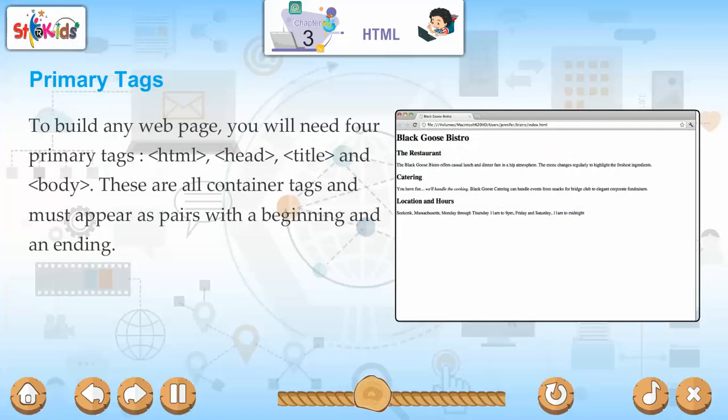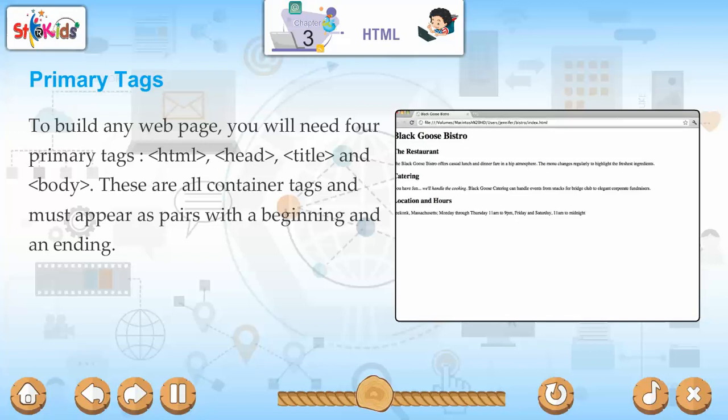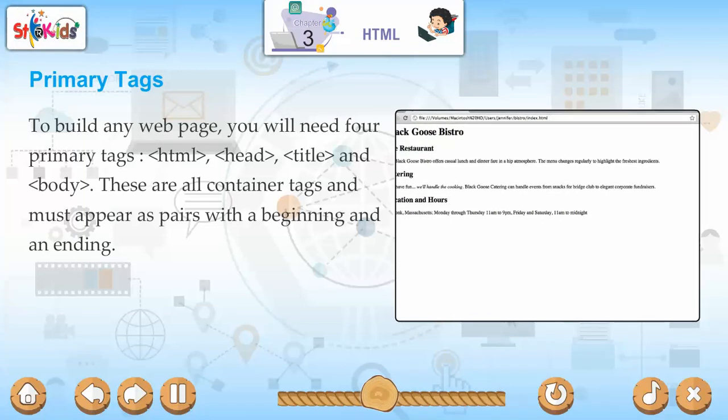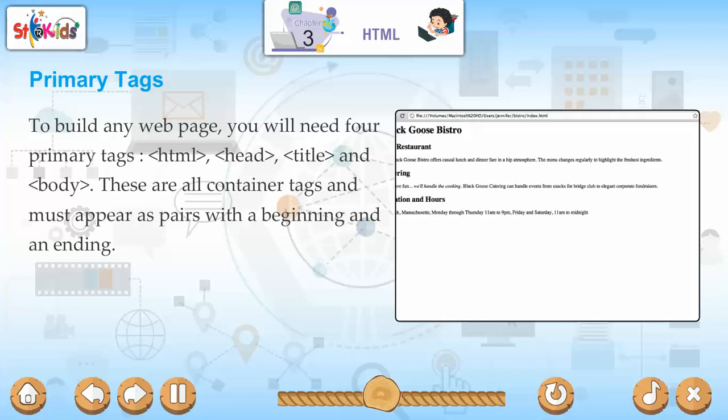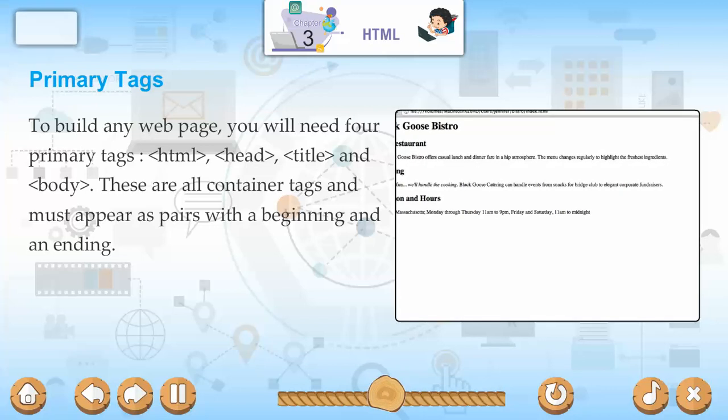Primary tags. To build any web page, you will need 4 primary tags: <html>, <head>, <title>, and <body>. These are all container tags and must appear as pairs with a beginning and an ending.